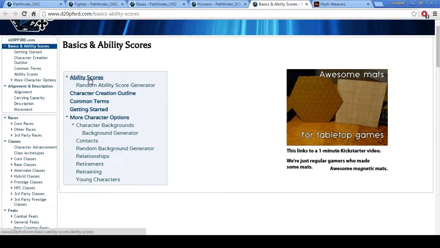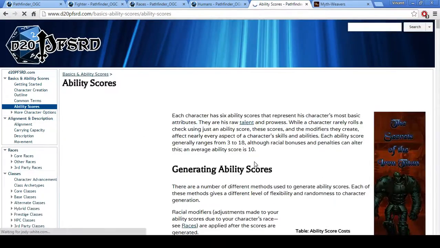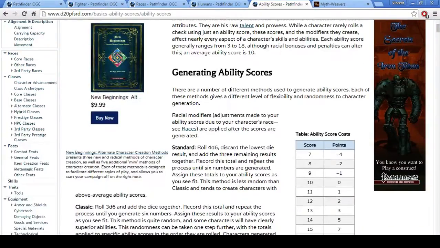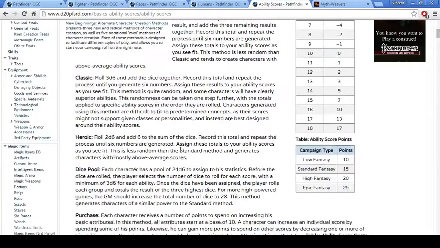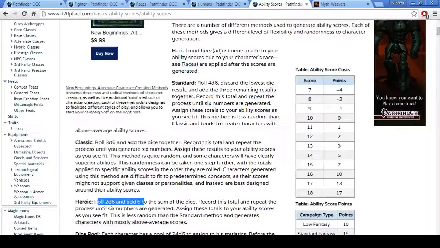Okay, so ability scores. We're going to click on that. There are two ways to generate ability scores. You can generate them through a system called point buy, or you can roll for them. That is explained in the book, which is good. You can just look at the book and see an explanation for it. And there are different ways to roll for it. You can roll 3d6 and add the dice together. Or you can roll 2d6 and add 6 to the sum. Or you can roll 4d6 and discard the lowest die roll. There are a million ways to do it if you want to roll for your stats.